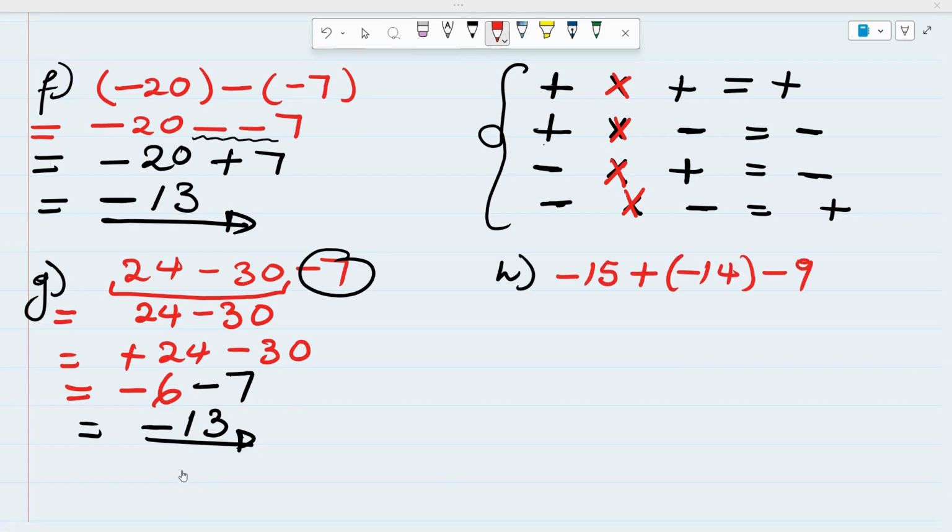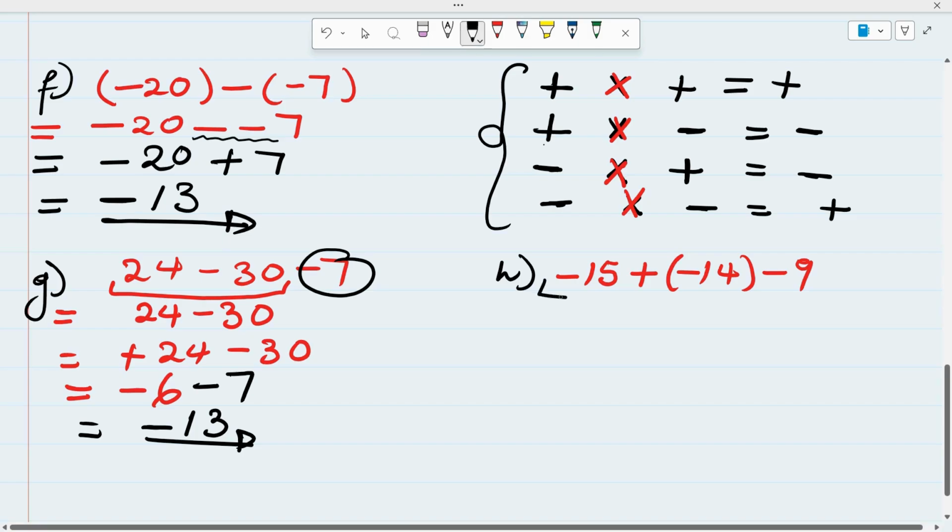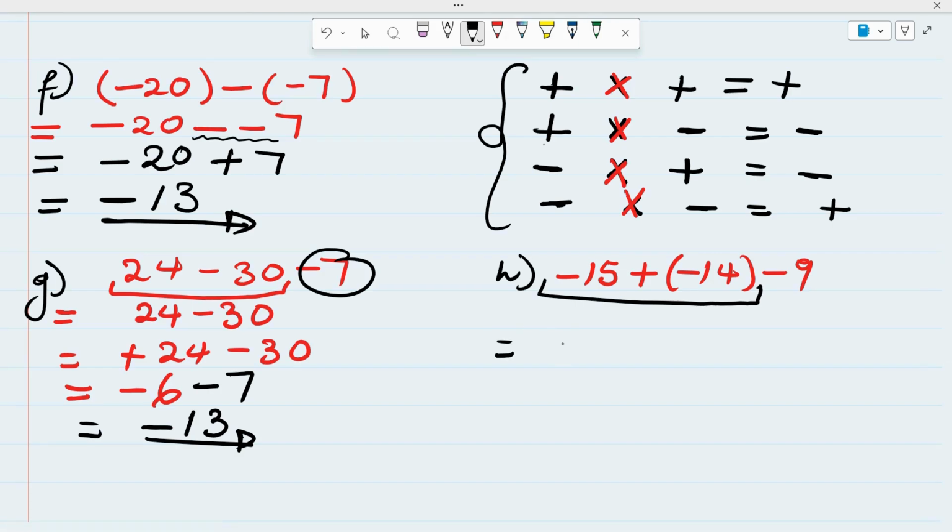And here's our last question. You're always welcome to pause and try it. So from here, we know that we group. So I'll group these two. And I'll rewrite. And I know from here, I just drop down the brackets. It should be like this.